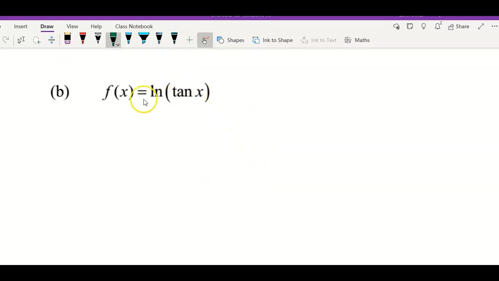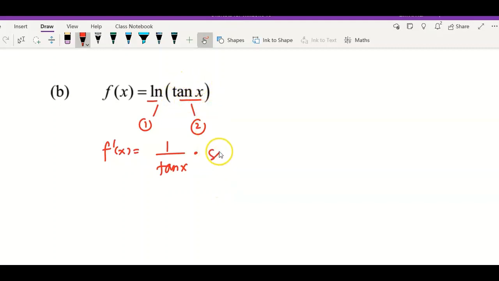And for question B, log tangent x. Again, I'll see this as a two-layer function also. This is my first layer, which is my log, and the second layer will be the tangent. So f prime x will be differentiating the first layer function, which is log. You will have 1 over tangent x. As if this is your x, differentiate log x, you get 1 over x, right? So 1 over x, where the x you substitute with the inner function, which is tangent x. And then multiply by the derivative of the inner function, differentiate tangent, you get secant square. Then simplify it: secant square x over tangent x.